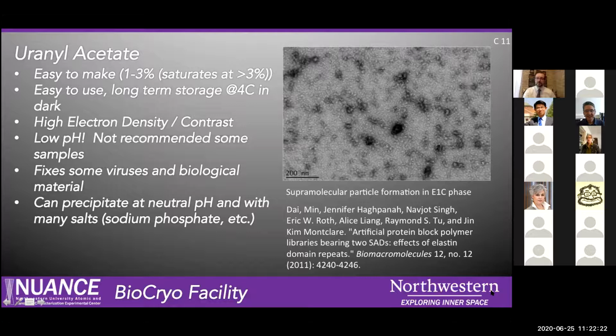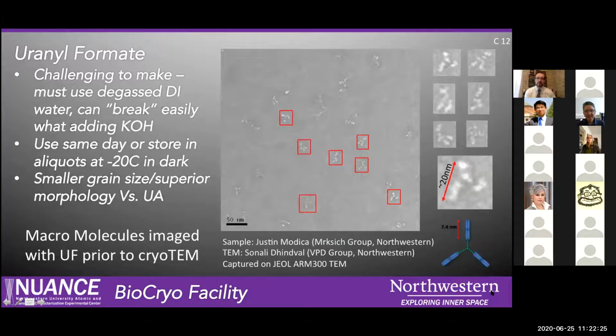Now, uranyl formate. I first moved over to uranyl formate when I was working on some bacteriophage, and I asked George Lesser for some guidance in using it because it is a tricky stain to use in comparison to uranyl acetate. You must use degassed water in order to make it up. It can break very easily when you're adding your potassium hydroxide. It does have to be used the same day, and you can store it in small aliquots at -20 degrees, but I've had mixed success with that.